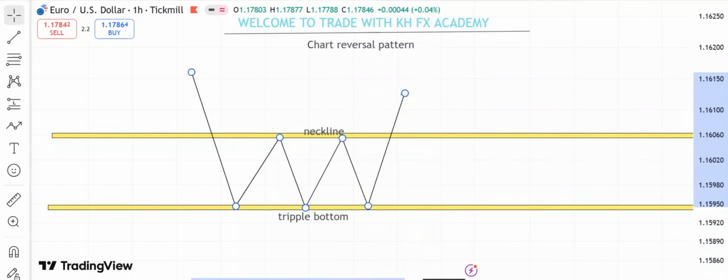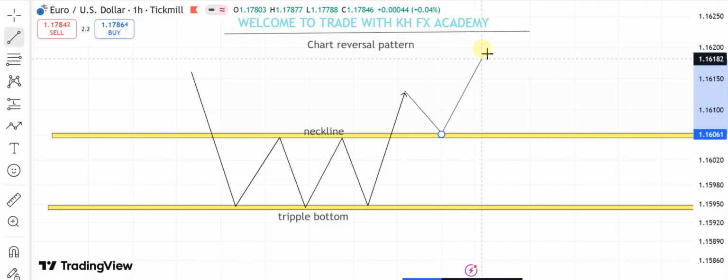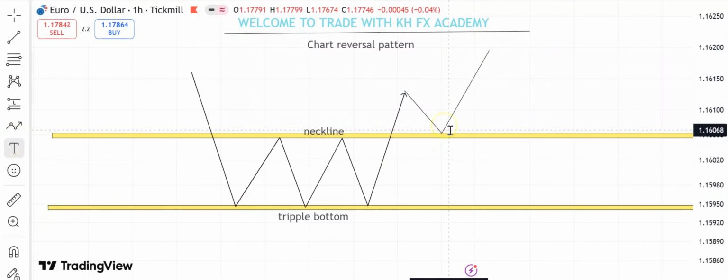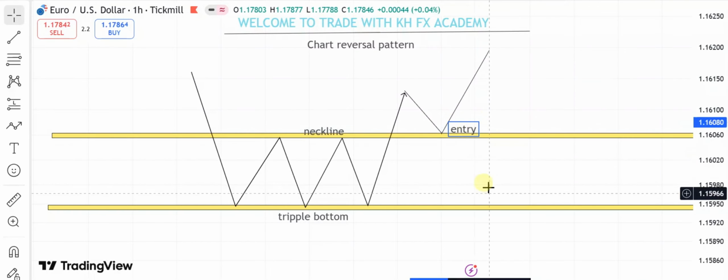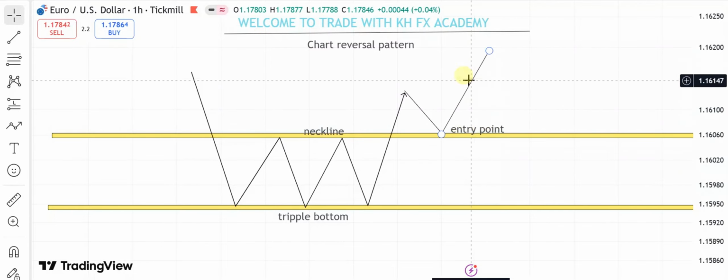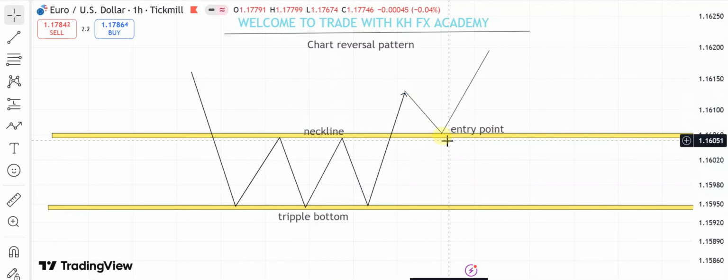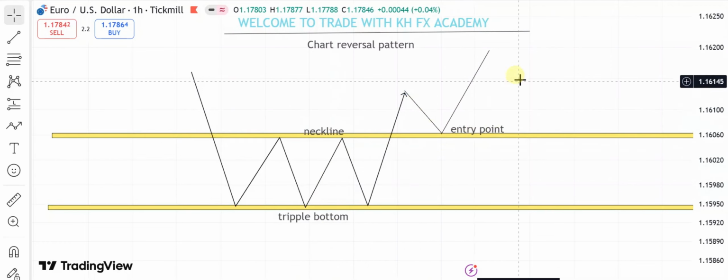So what do you do? After these breaks, just wait for a pullback. After the pullback to the neckline, you buy from here. Now, this is your entry point. Like I always tell you people, I'm going to make a video on entry and exit though. This is your entry point to the upside. So triple bottom, neckline, wait for pullback, entry point to the upside.